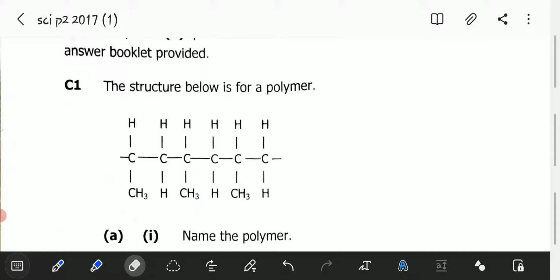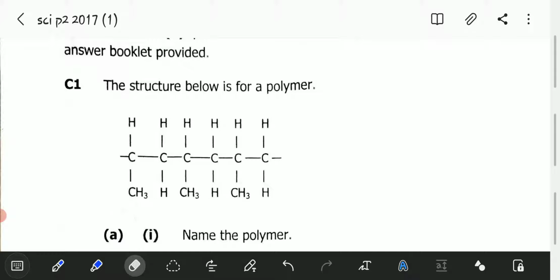In this video, we will be looking at the August 2017 Science Paper 2 question C1. Question C1 reads, the structure below is for a polymer. Okay, so we have our polymer there. That is our polymer.